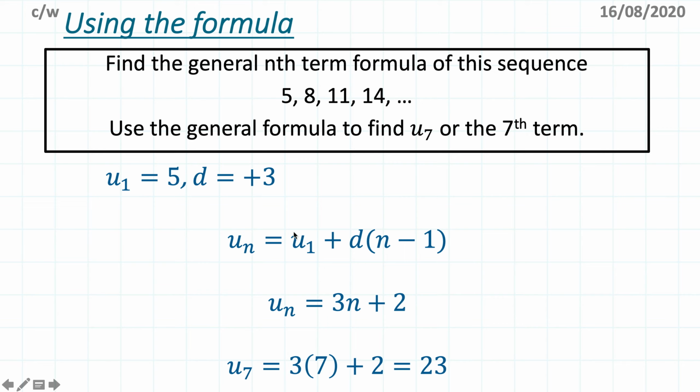It's just a matter of substituting in and then simplifying the expression to get to 3n plus 2. You can also just leave the 5 and the 3 here and leave it as it is, and then when you get to finding u7, just plug in the 7 in there. So you can try that on your own.